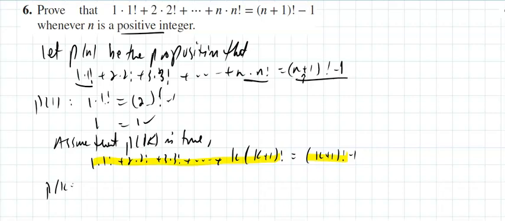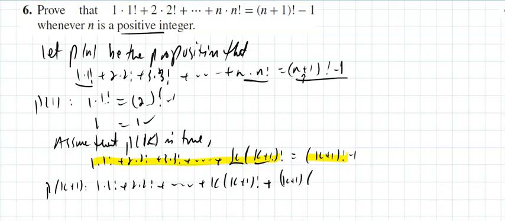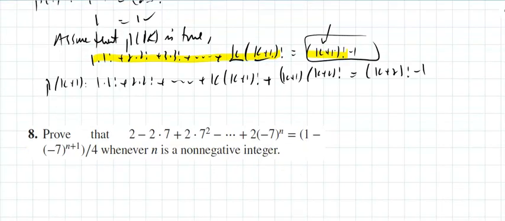To show p of k plus 1, that is literally 1 times 1 factorial, 2 times 2 factorial, k times k factorial, plus 1 extra term. Replace k by k plus 1, and that will become k plus 1 times k plus 1 factorial. And that's going to equal, replace k by k plus 1, k plus 2 factorial minus 1. Well, how does this work?